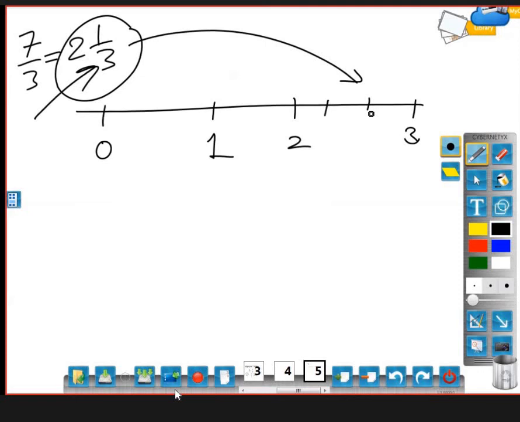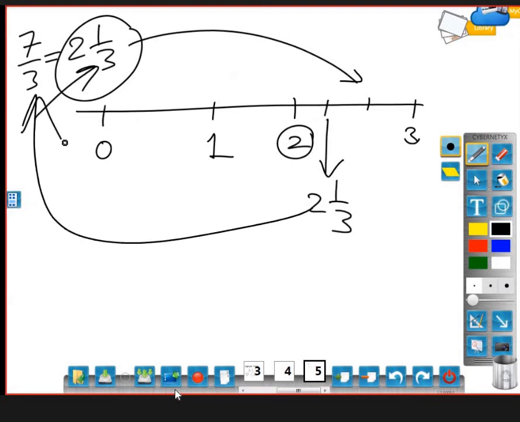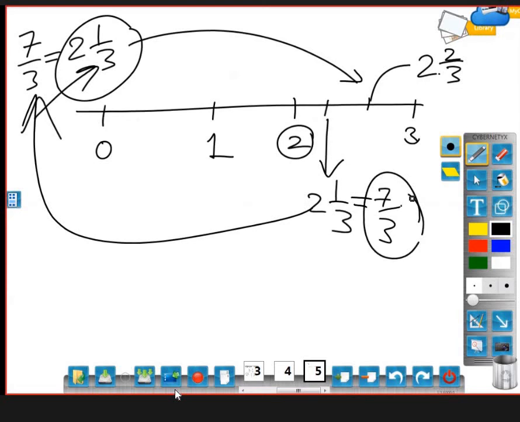What does the first part represent? This represents 2, since 2 is here, and this represents 1 by 3. So this is 2 1 by 3, the same number, or you can say this is equal to 7 by 3. And this represents 2 2 by 3. What we need is 7 upon 3. So in this way we represent the improper fraction.